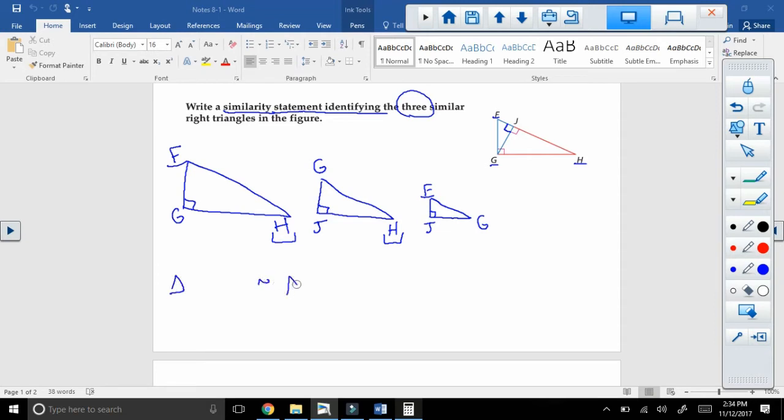So when I'm writing my similarity statement, and remember that was the whole purpose of this, I'm just going to have to go around in some sort of order. I'll start here at the top and go down and then over to the right. So triangle FGH is similar to triangle GJH, which is similar to triangle FJG.